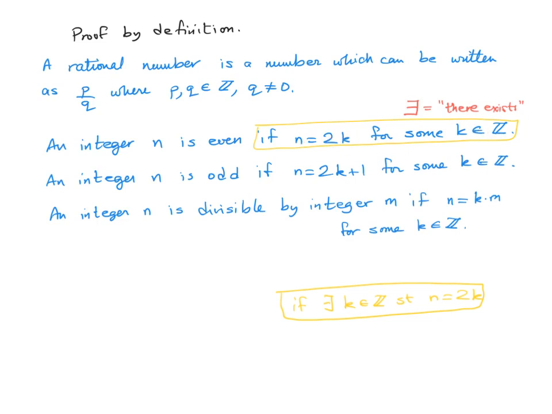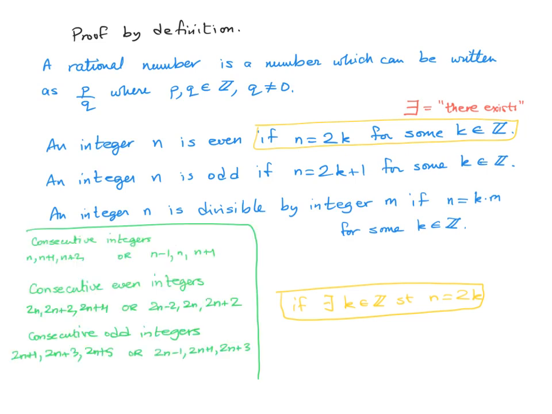An integer n is odd if you first take an even number and then add 1, or subtract 1 for that matter. So n equals 2k plus 1 for some k in Z. And an integer n is divisible by another integer m if n equals k times m for some k in Z. So those might come in handy as well.